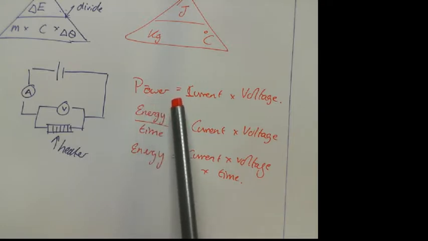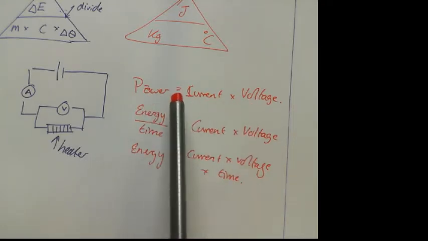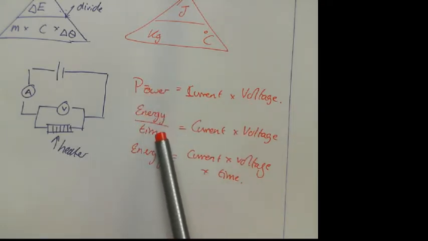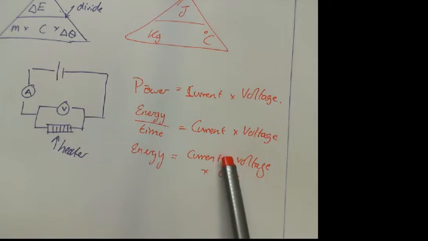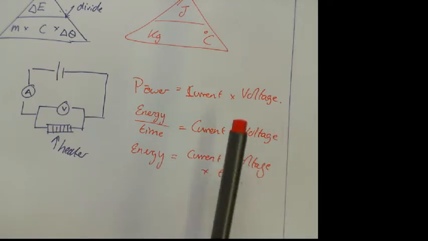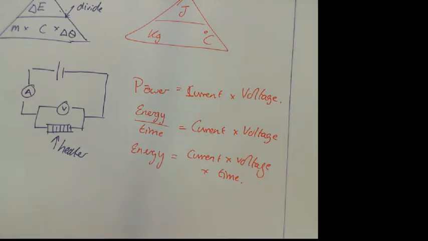So power equals current times voltage, and power equals energy divided by time, which means that energy divided by time equals current times voltage, which means that energy equals current times voltage times time. And the only one of those three that you should be changing is the amount of time.